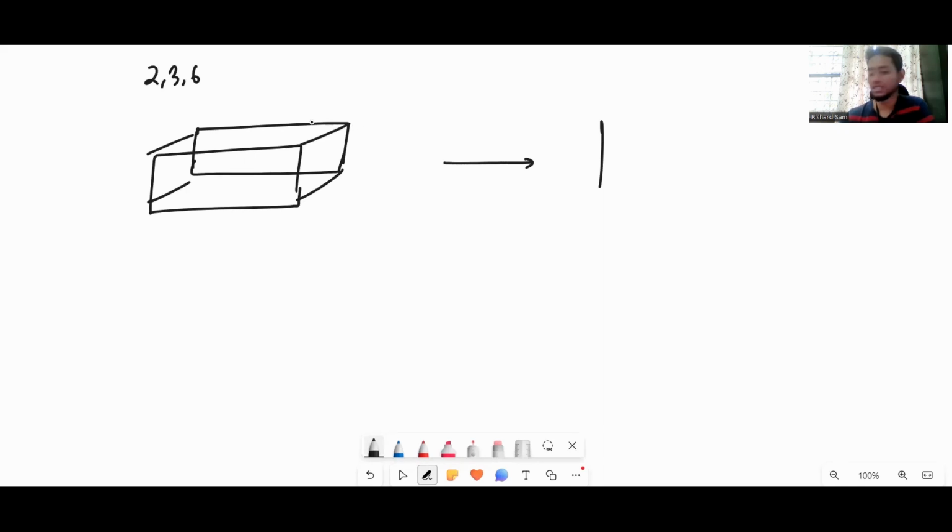3 cubes melted to 1 cube. Okay, let's read that question. Read it, Aman, read it. The edges of 3 cubes of metal are 3 centimeters, 4 centimeters and 5 centimeters. They are melted and formed into a single cube. Find the edge of the new cube.